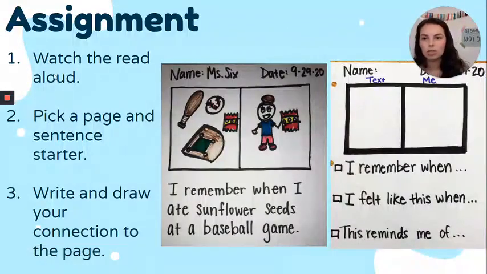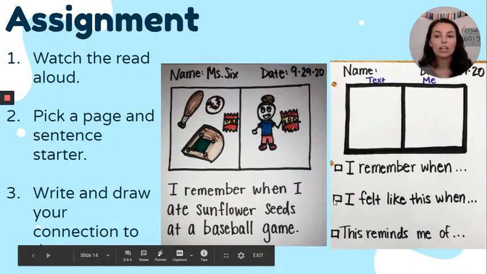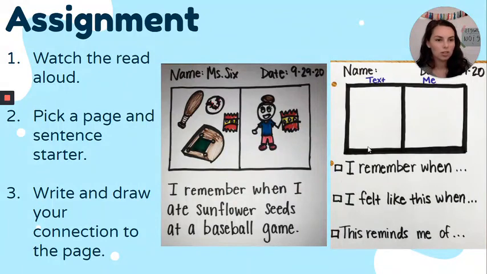So let's review the assignment. Watch the read aloud, pick a page, pause it, and then pick a sentence starter. Either this one, or this one. And then you're going to write your sentence and draw your two pictures. A picture of the page you paused it on, and a picture of you.